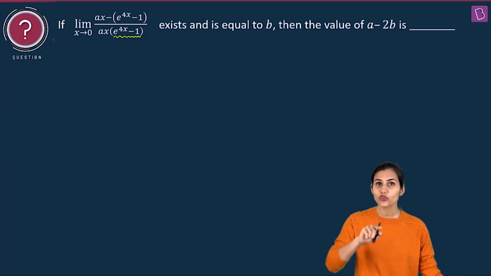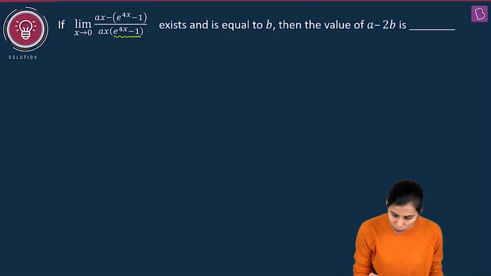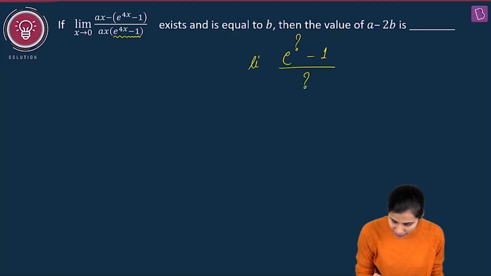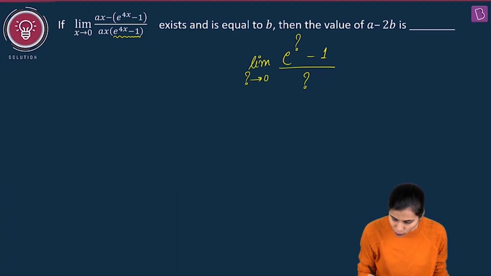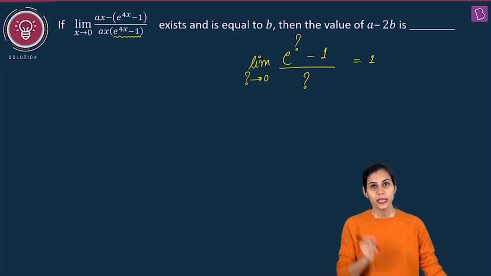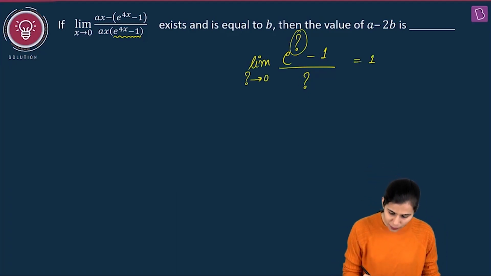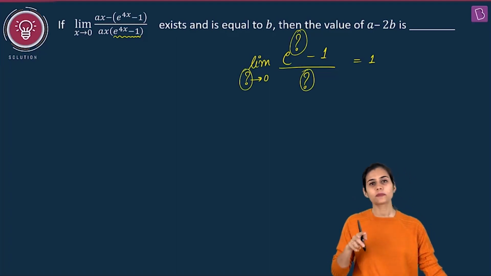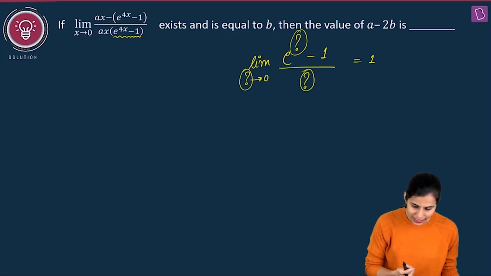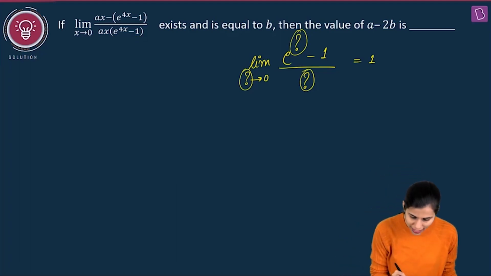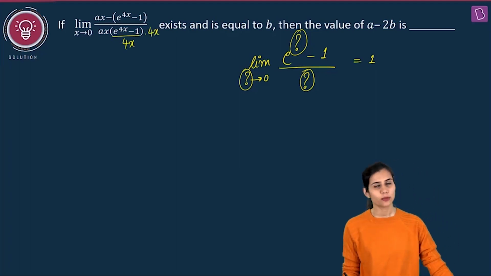I want you to quickly jog your memories back to the result which said that e to the power question mark minus 1 upon question mark, this expression's limiting value as question mark approaches 0 is 1. Basically, wherever I have kept question mark, at each of those places, whatever is sitting should be identical. Now, this result I want to use here, so I am going to divide this by 4x and to balance it out, multiply also by 4x.